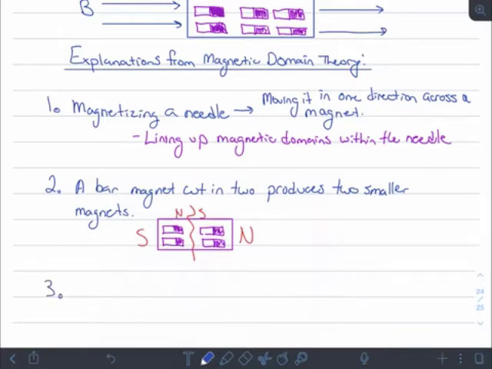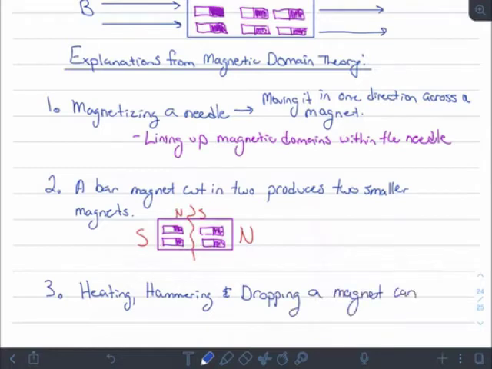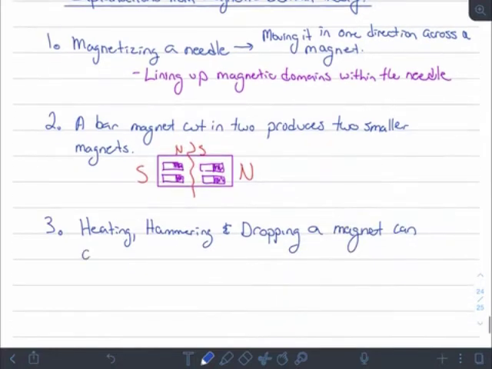All right, I'd like you guys to think about this one. So heating, hammering, and dropping a magnet can cause it to demagnetize.